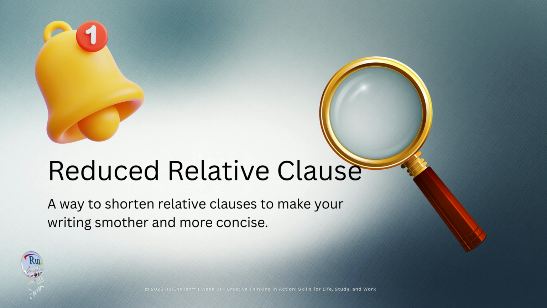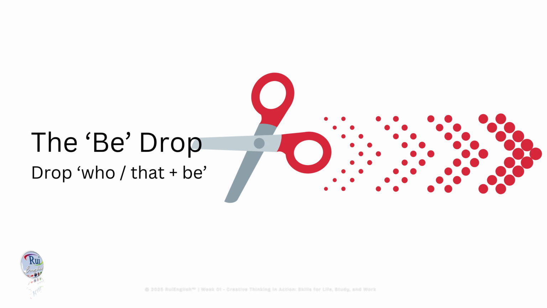Okay, so the official grammar term for this is a reduced relative clause. I know, don't let the name scare you. All it really means is a shorter, more elegant way to describe something by snipping out a few words. Let's break down exactly how it works. All right, let's dive into the 3 simple techniques we're going to master today.